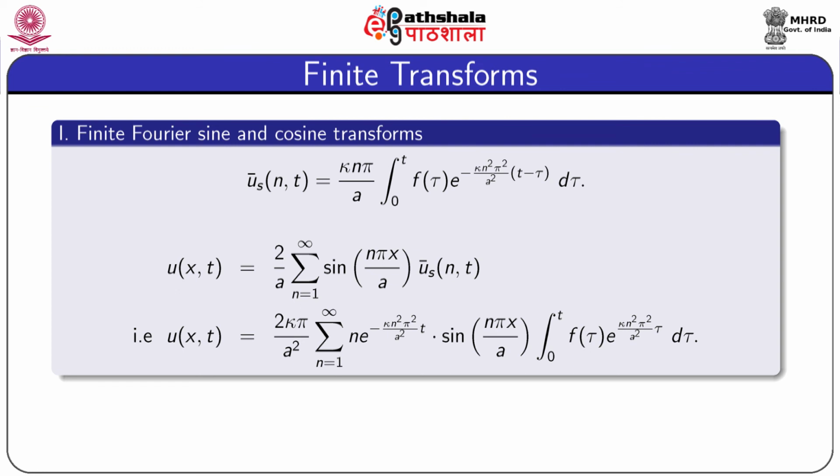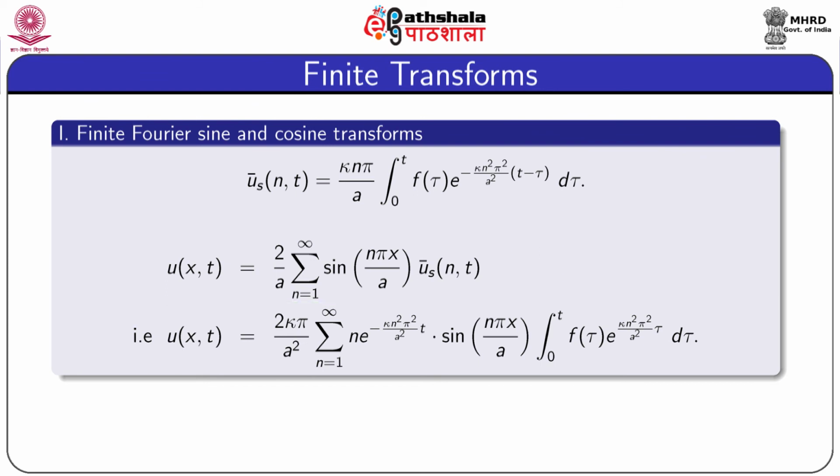Now we want to get u as a function of x and t. So we have to transform the variable n to the variable x. So we have to take the inverse finite Fourier sine transform of this quantity. According to the formula, u(x,t) equals 2 by a sum over n sine n pi x by a u_s bar n,t.